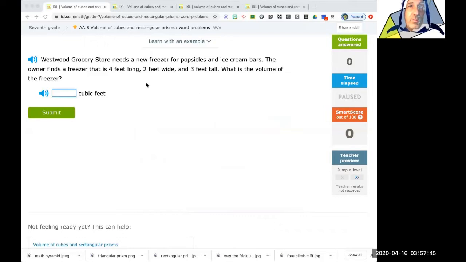And let's look at this word problem. So here we have a three-dimensional object. The grocery store needs a new freezer for popsicles and ice cream bars. Summer's coming. The owner finds a freezer that's 4 feet long by 2 feet wide by 3 feet tall. What is the volume of this freezer? So I go get my text box here. It's basically just going to be 4 times 2 times 3, okay?